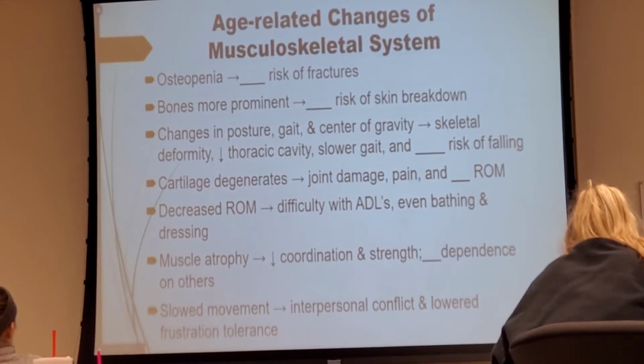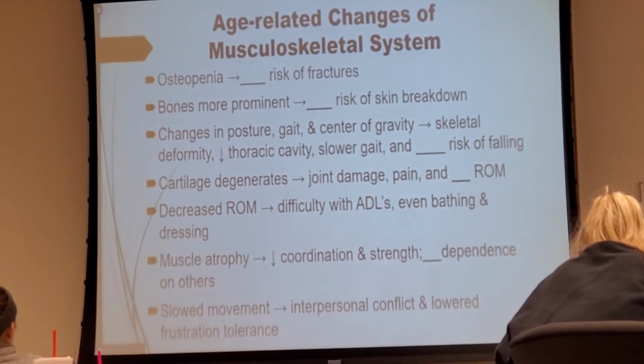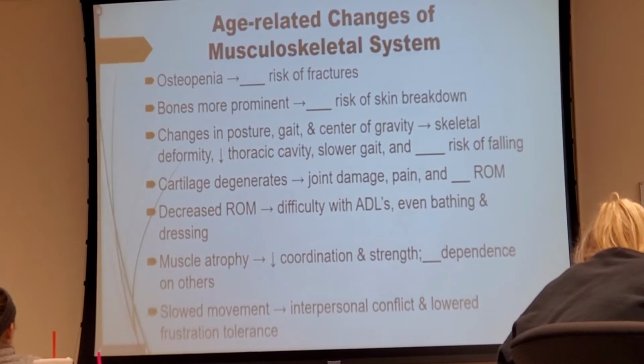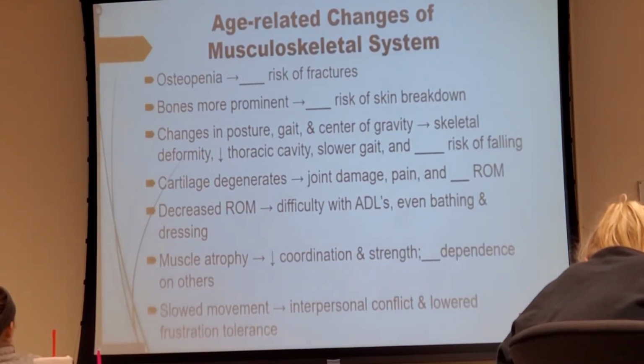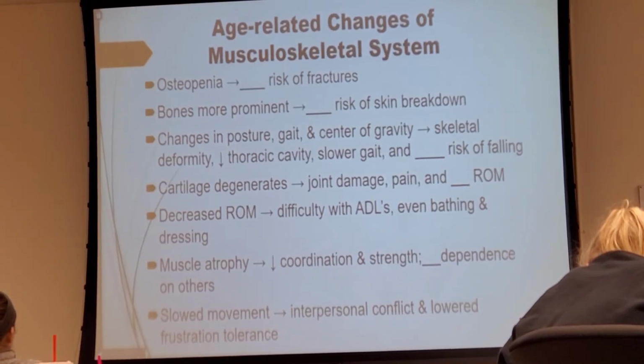That resulting slowing of movements can cause interpersonal conflict and lowered frustration tolerance. They get frustrated, and I think we talked about this too with older adults. As nurses, we want to allow them time to do the things that they can do, because once again, the more active they are, the more active they're going to stay. Sometimes we want to just jump in and do something for them because it's quicker and gets us out of the room. But we really want them to do everything that they are capable of doing on their own, so that helps them remain independent longer.